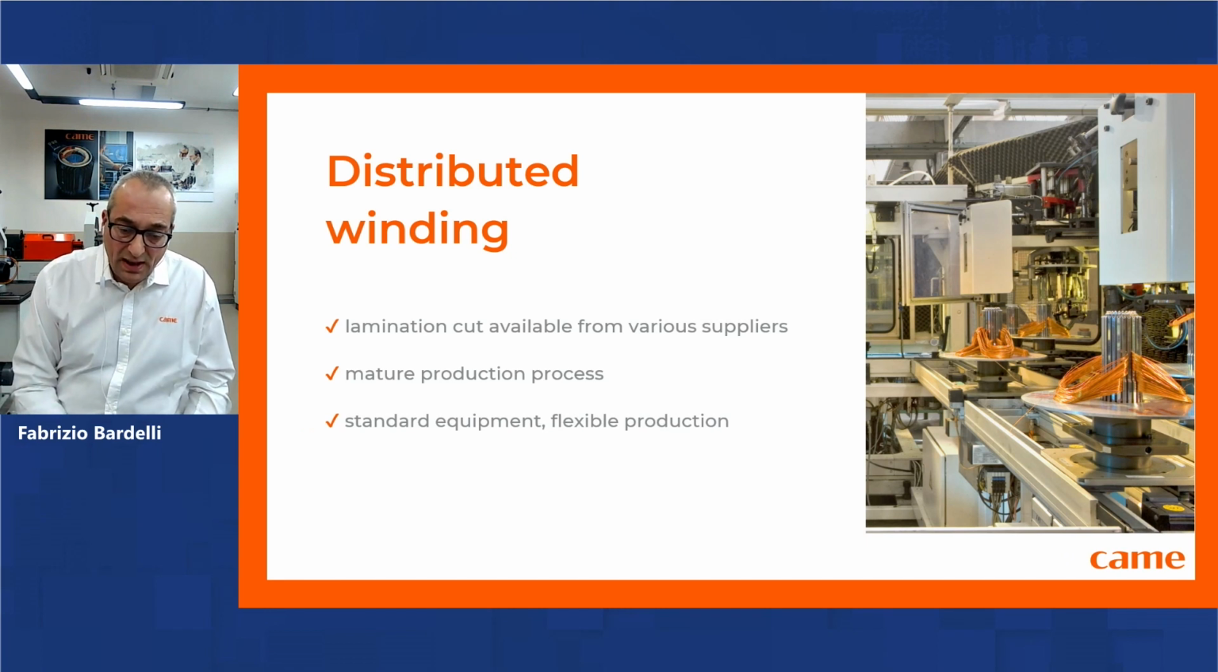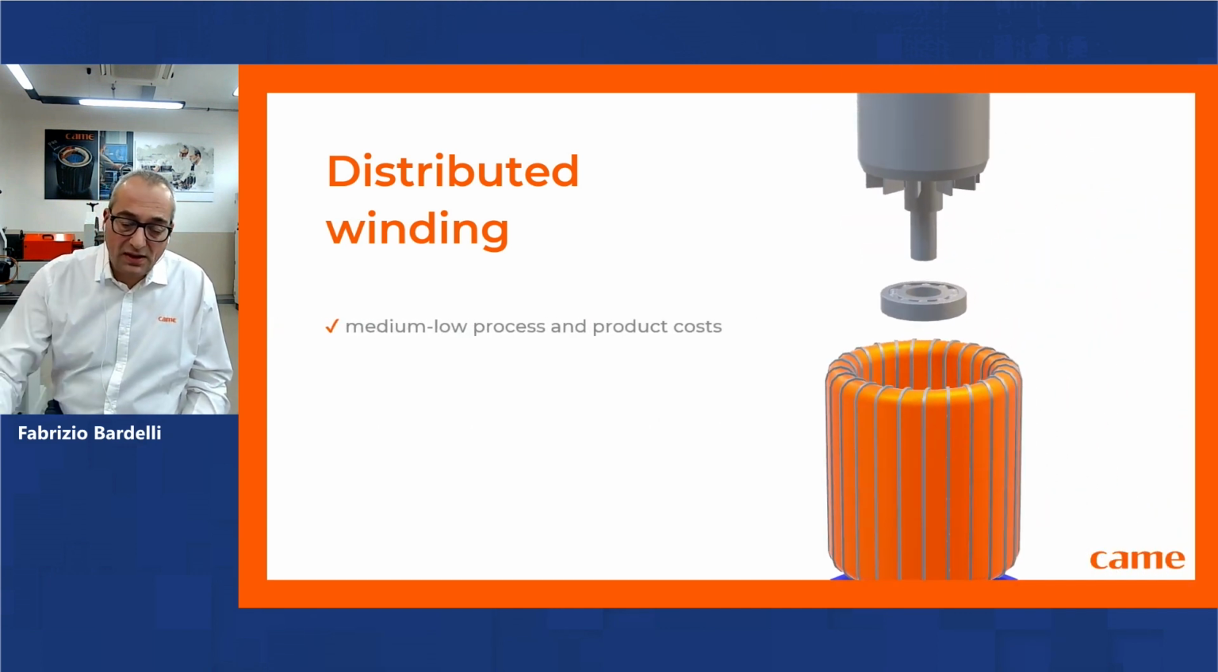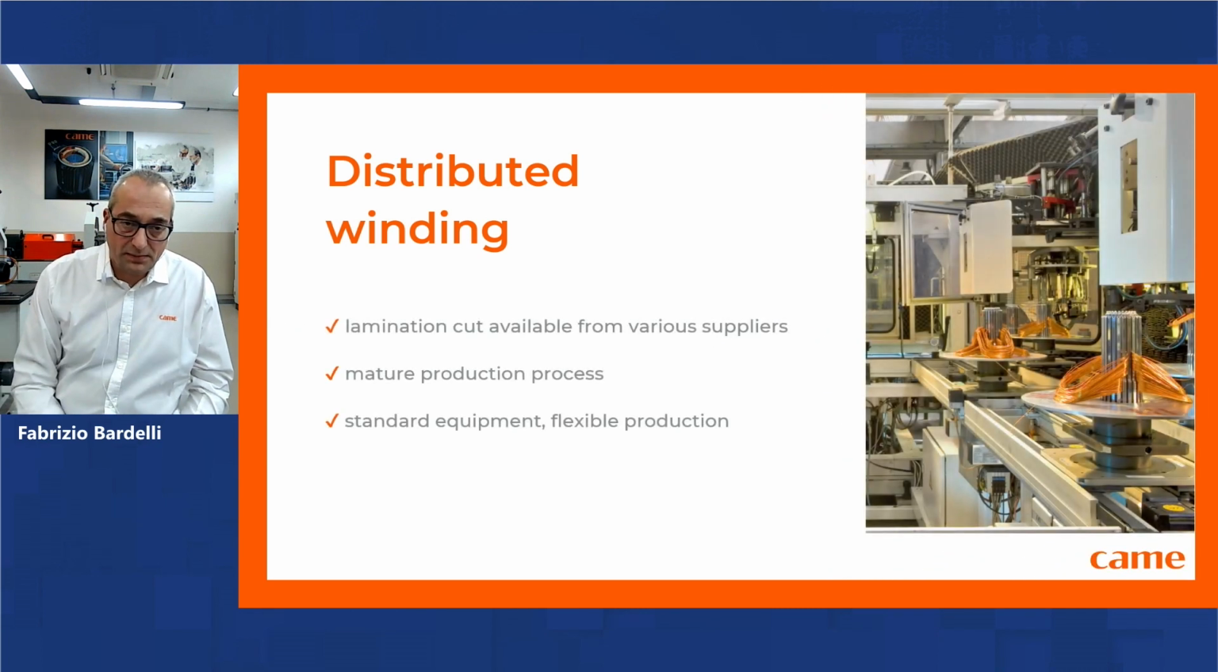Then, also important, is the standard equipment and the flexible production. It means that from the same cut you can have not only one but more than one production line. It is very simple to jump from one type to another, keeping the same cut of the stator, also with different lengths, but you can also change the pitch, the diagram, and the polarity using the very same equipment and tooling.